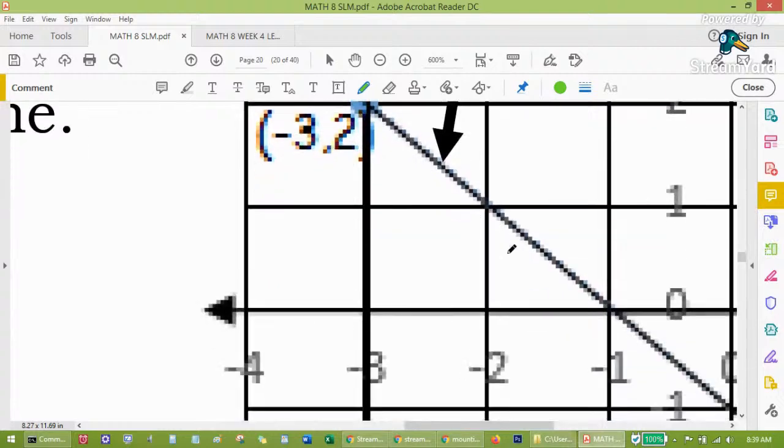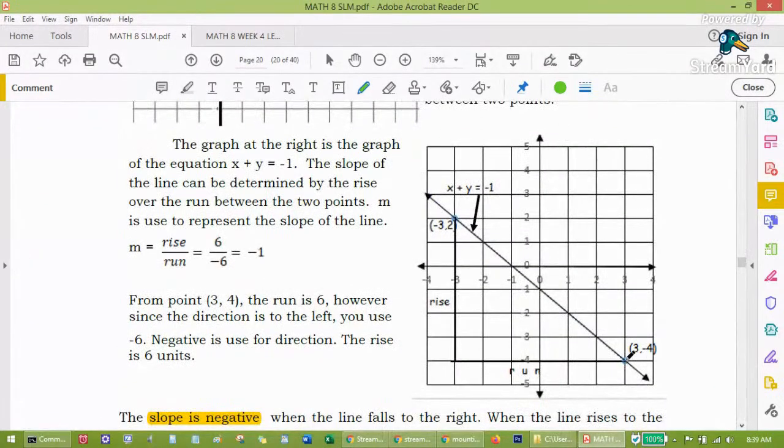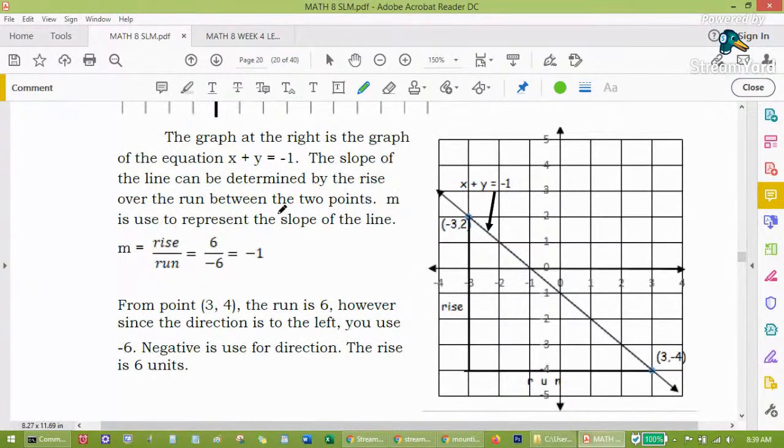So, paano natin mako-compute ang slope? Ito yung first point natin, yung second point natin. So, pag kinonekta natin ang dalawang point, kumuha tayo ng ruler and kinonekta natin yan, sinulatan natin ng pencil or ball pen. This is the graph of x plus y is equal to -1. So, pinapahanap sa atin ang slope of the line.